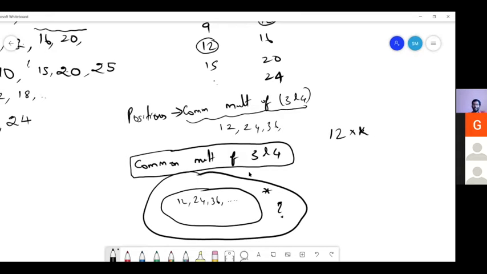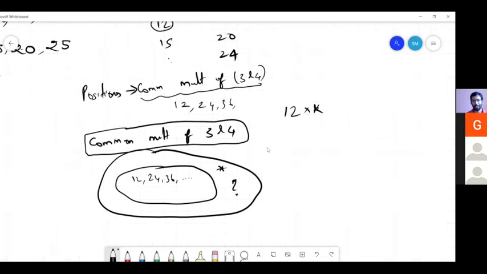Correct. So if we look at the prime factorization, if a number is a common multiple of 3 and 4, and suppose we take a number 15, I can write it as, the highest common factor is 1.